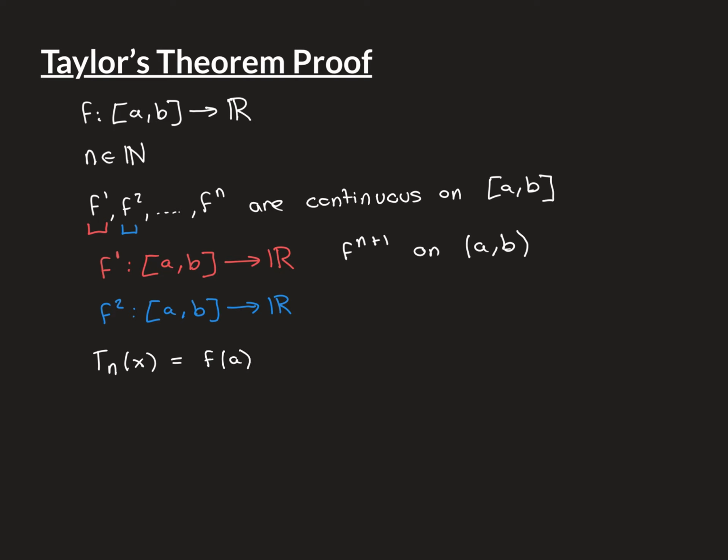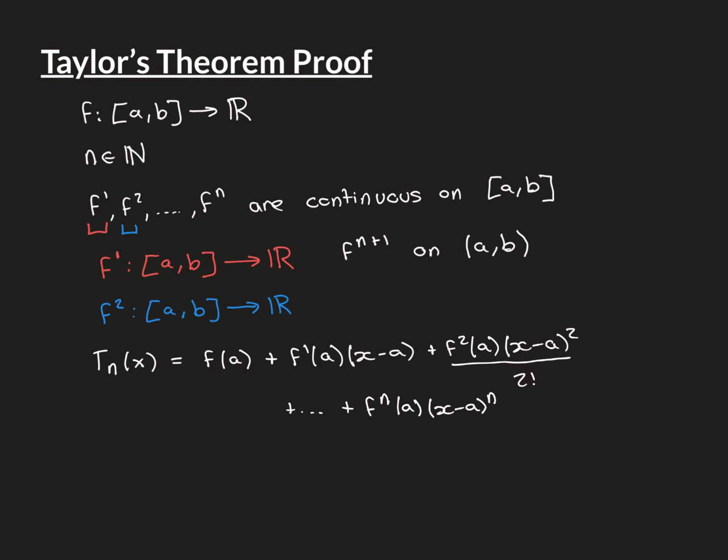So it's the value of the function at a, which is a constant, plus the value of the derivative of the function at a times x minus a. And of course, all of these derivatives are going to exist by our conditions here, plus onwards, the second derivative of the function evaluated at a times x minus a squared over 2 factorial, and of course it goes on and on all the way up to the nth term, that will be the nth derivative of the function evaluated at a times x minus a to the power of n over n factorial.